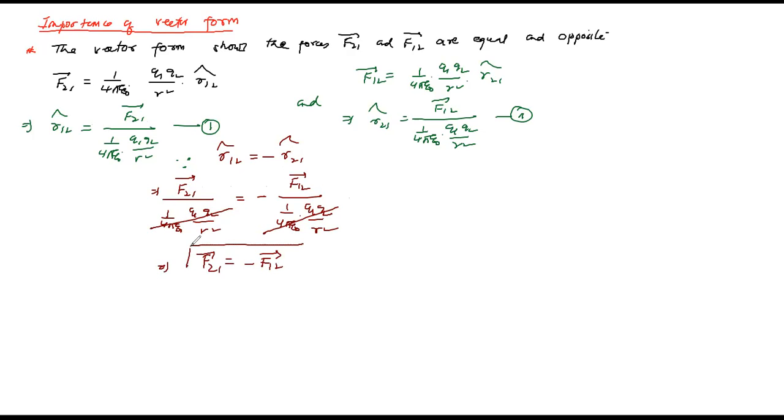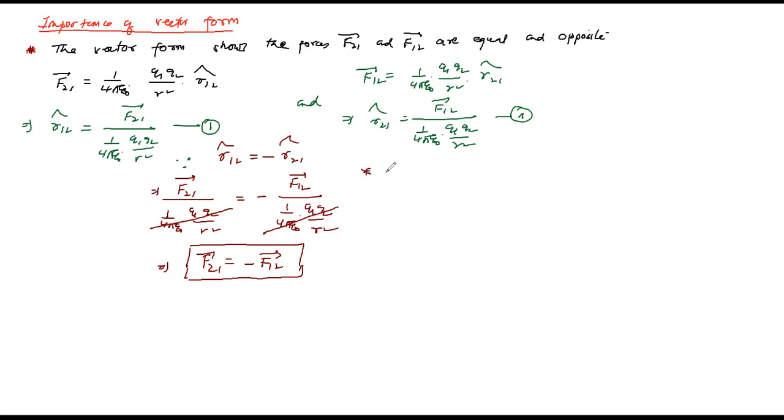So what does this mean? It means that the two forces are equal and opposite, which means that these forces obey Newton's third law, because from Newton's third law we know that to every action there's an equal and opposite reaction, right? So this is an important piece of information we got from this vector form. This is number one information. There's one more piece of information that the vector form says.